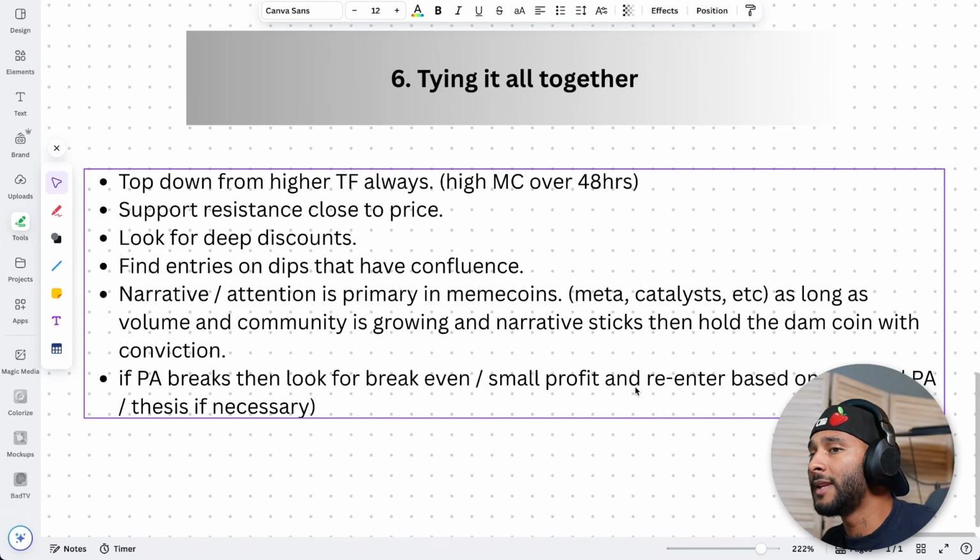You go from top-down analysis, like I said, higher time frame, always on higher market caps that have ideally been out for 48 hours at least. That's where you're going to see enough data. Support and resistance close to price. You're looking for those deep discounts, and then you're going to find entries on dips.